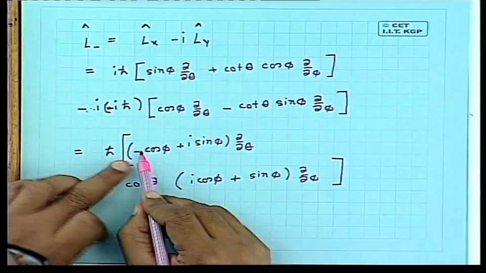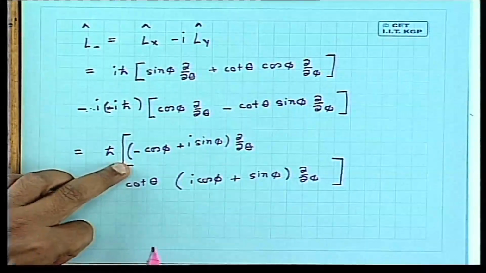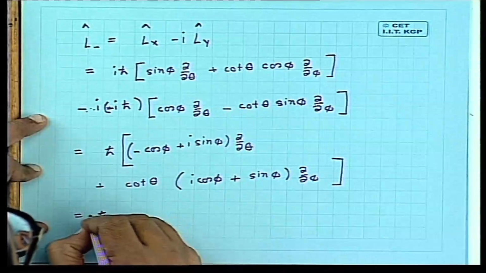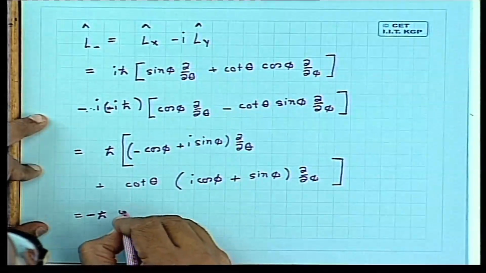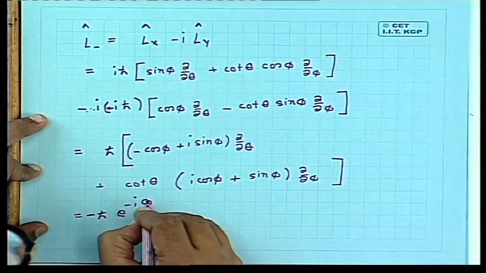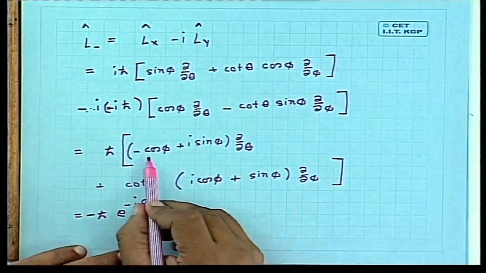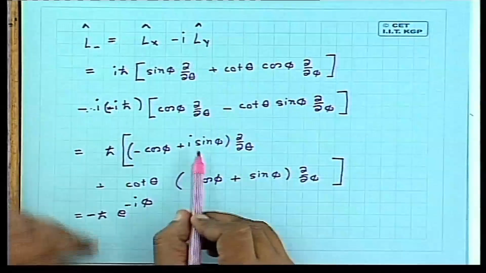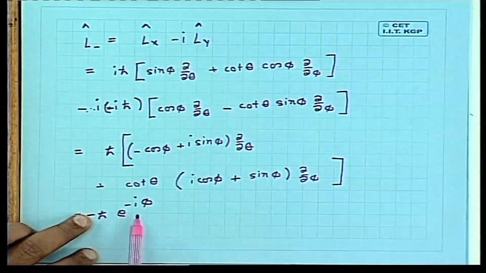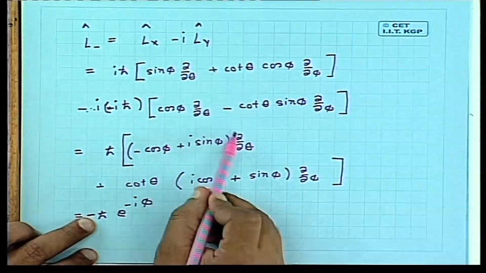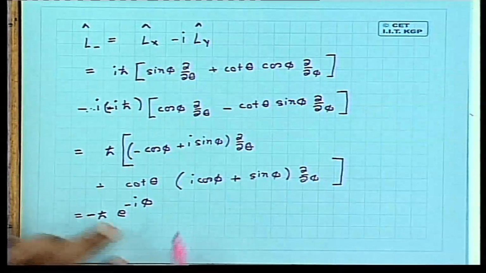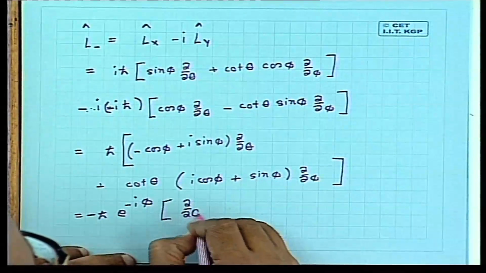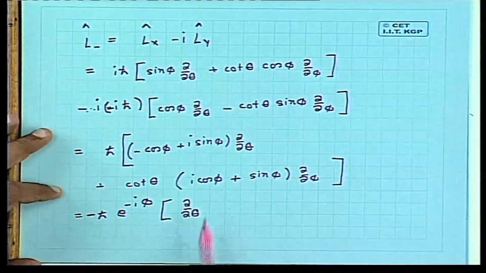So this gives us h cross with a minus sign over here, e to the power minus i phi, which gives us the first term over here, because e to the power minus i phi is cos phi minus i sin phi, and if I multiply it by minus i, I get minus 1, I get this thing over here. And this is into del theta.